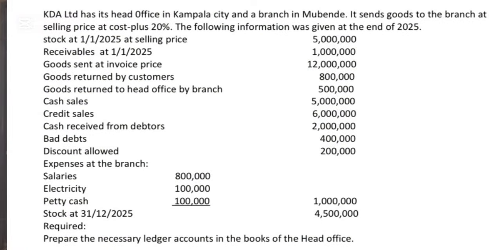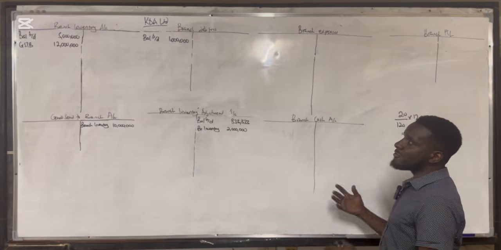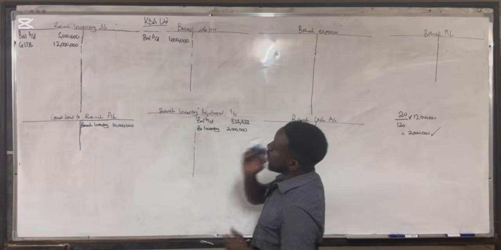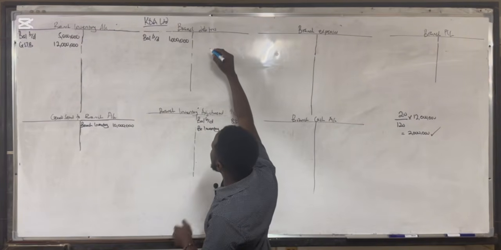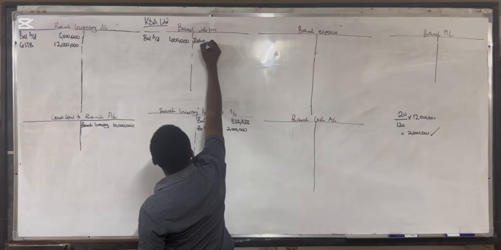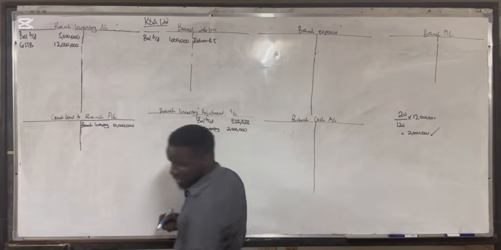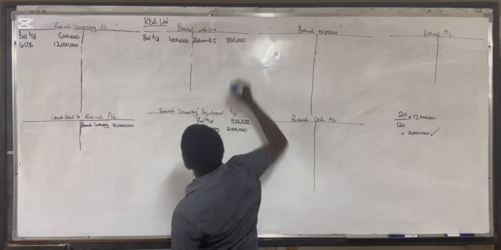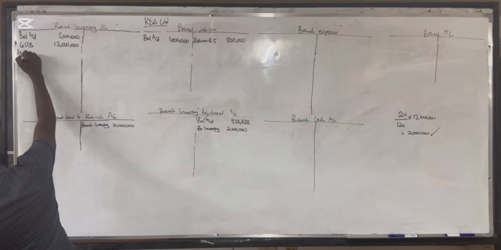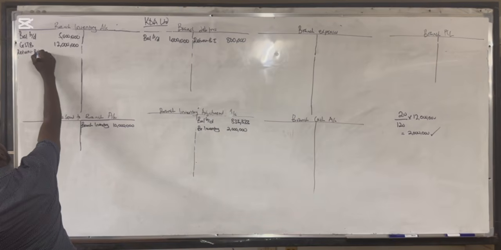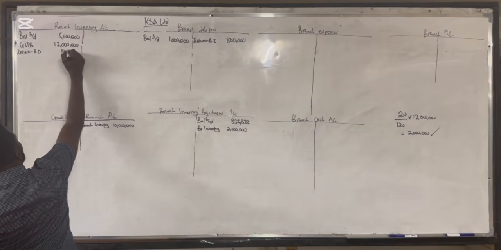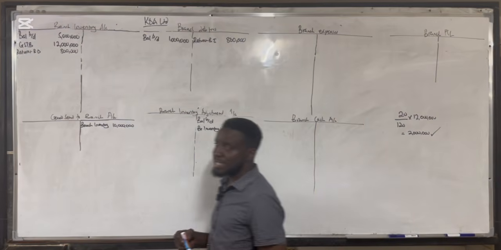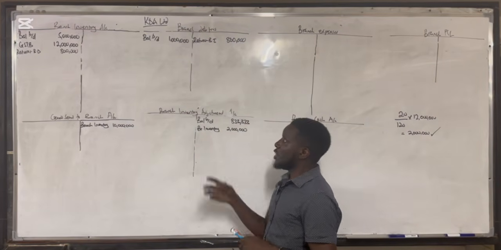Then the next transaction, they're telling us that goods returned to head office by branch. So goods returned by customers first. Now, we have goods returned by customers. Obviously, we say that once customers are returning goods to us, we are going to come here and credit, say returns, which are going to the branch inventory. So the returns that they were worth 800,000. So you put 800 here. And then you come here and say returns, which is coming from the branch debtors of 800,000. So that is the entry that we're supposed to make. So we have the returns there.